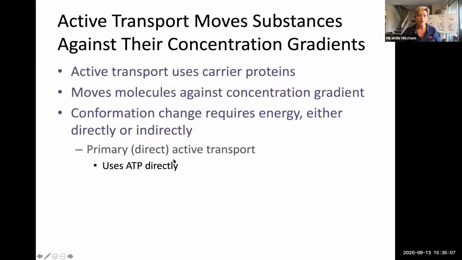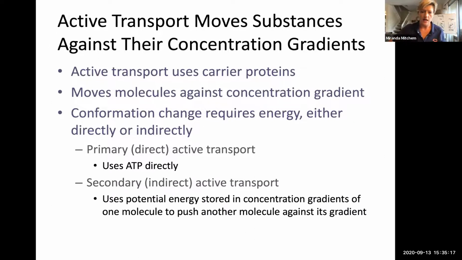So primary or direct active transport utilizes the ATP molecule directly itself, meaning that the ATP needs to be there. And then in secondary or indirect active transport, the gradient that was built because of ATP is being used to facilitate the movement of a molecule. So it's not breaking down the ATP directly, but it couldn't happen without the role of ATP. It's just next in line in a sequence.